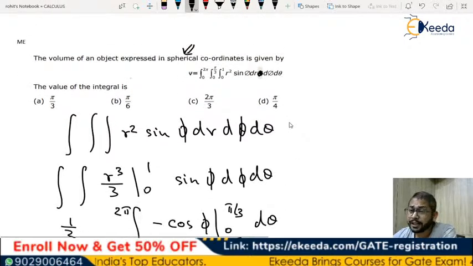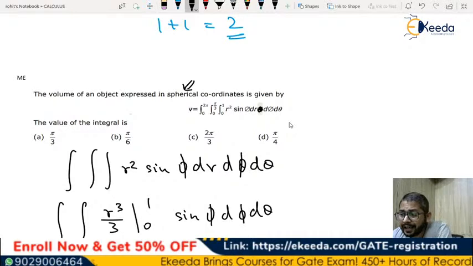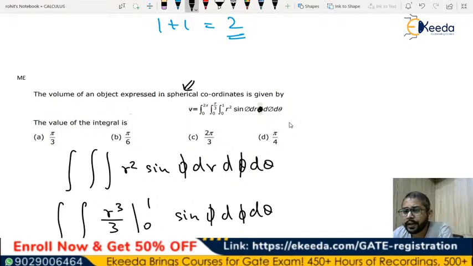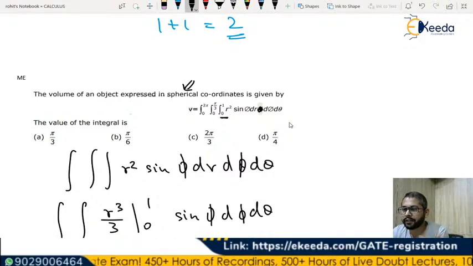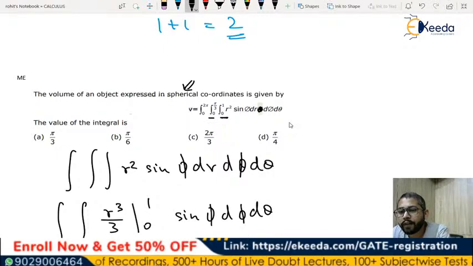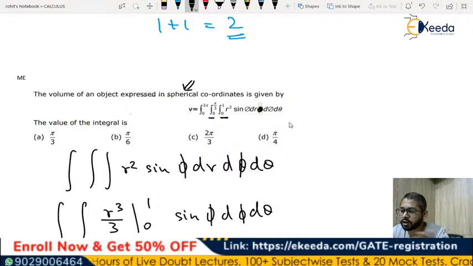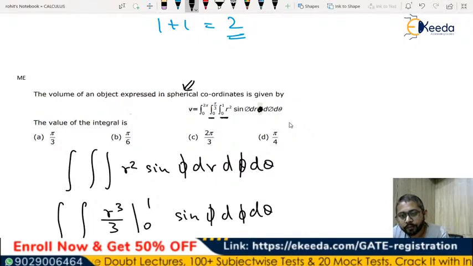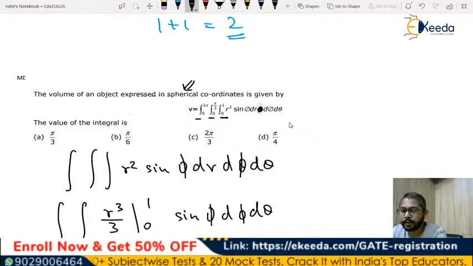But I can also tell you one more thing here. That is when the limits are independent. What do you mean by limits are independent? If you see, the limits of r is 0 to 1. Is it depending on any other variable like phi or theta? No. Similarly, the limits of phi is 0 to pi by 3. It is not depending on any other limits. The limits of theta is 0 to 2 pi. Again, it is also not depending on anything else.